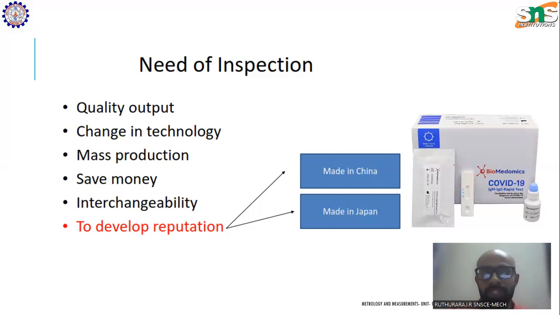Then, to develop a reputation. The main reason for inspection and testing is to ensure quality. If the quality is better, the customer will be satisfied and will be looking out for the product. So quality always plays a major role. We mention names like Swiss knife and iPhone because of their brand quality. These are the reasons why we go for inspection.